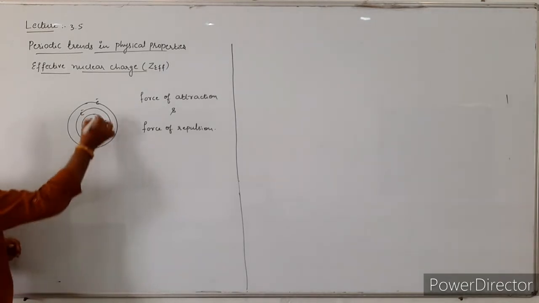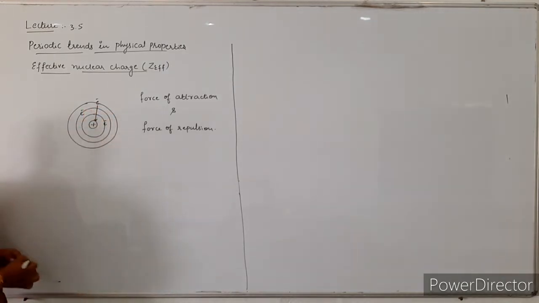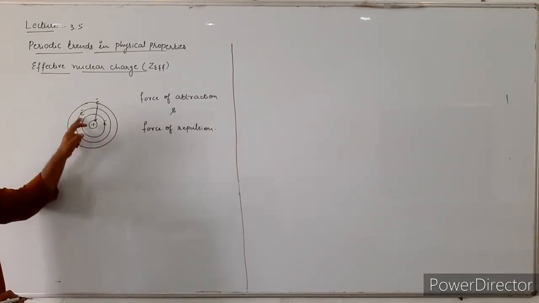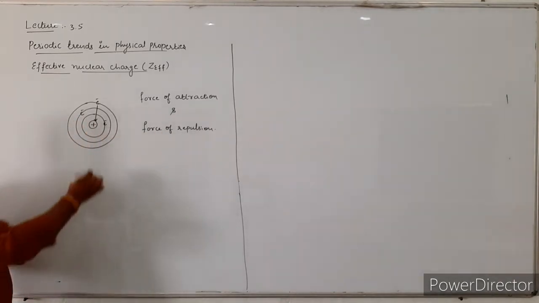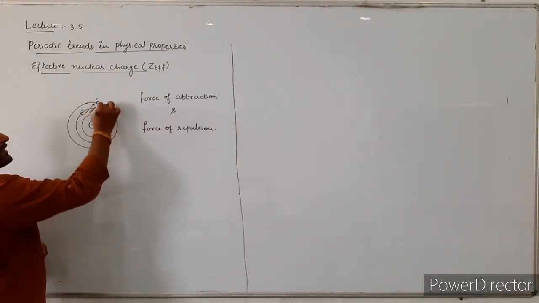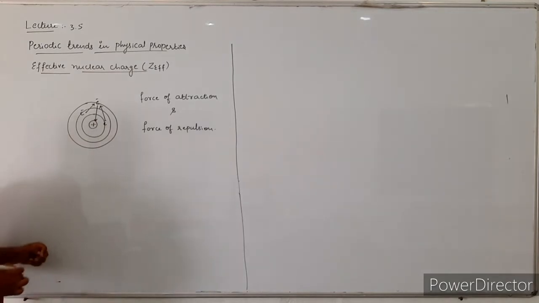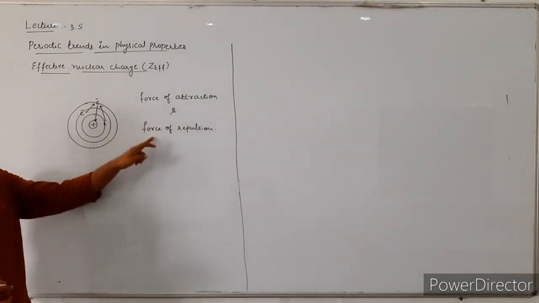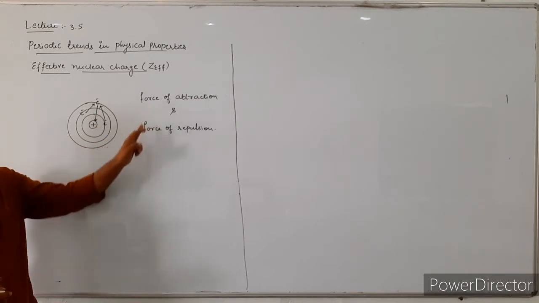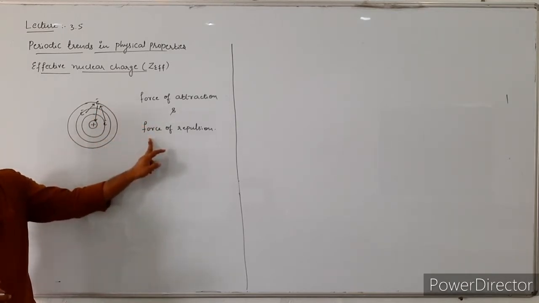It attracts the outermost electron towards itself due to opposite charges. And the force of repulsion is due to inner shell electrons. These inner shell electrons repel the outer shell electrons due to same charges. Here two forces are acting on the outermost electron: one is the force of attraction, the other is the force of repulsion.